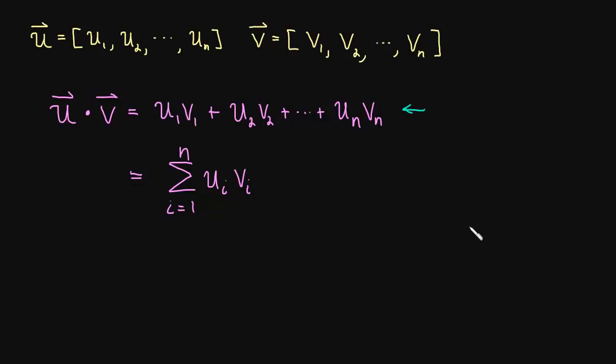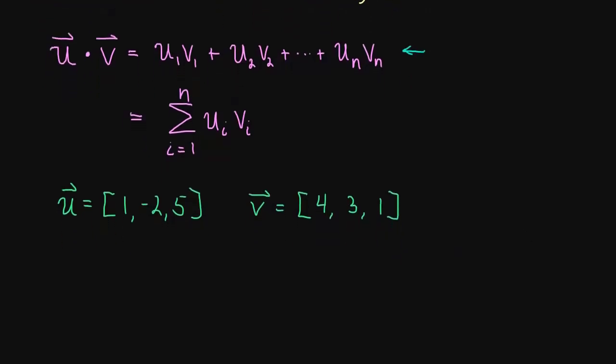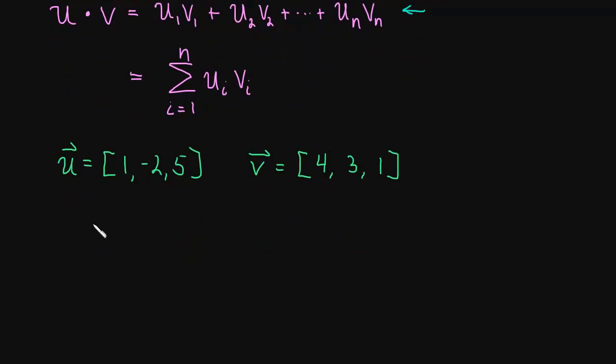So if we have u equal to 1, negative 2, and 5, and v equal to 4, 3, and 1, what is this dot product? Well, we just do exactly what it says. 1 times 4 plus negative 2 times 3 plus 5 times 1. So we get 4 minus 6 plus 5. That looks like 3 to me.